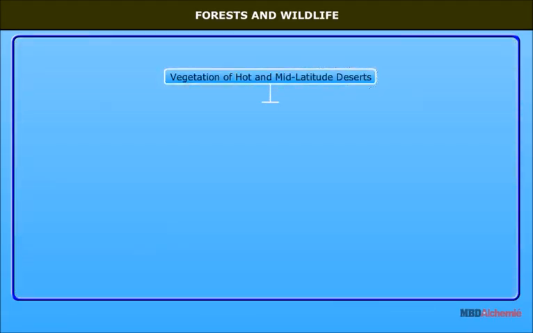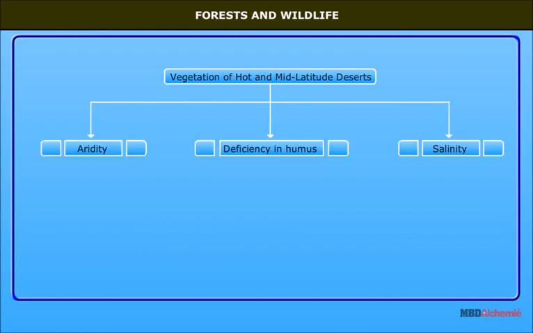Vegetation of hot and mid-latitude deserts. A. Aridity due to lack of rainfall. B. Deficiency in humus due to absence of moisture, plants and animals. C. Salinity due to rapid and intense evaporation.